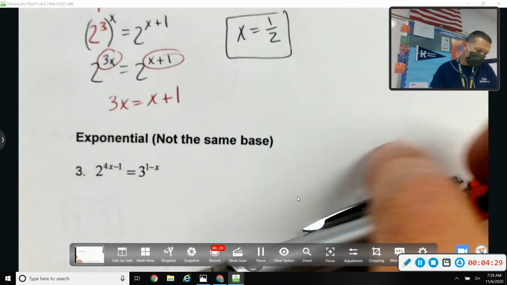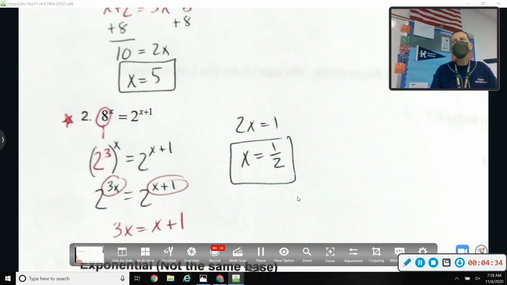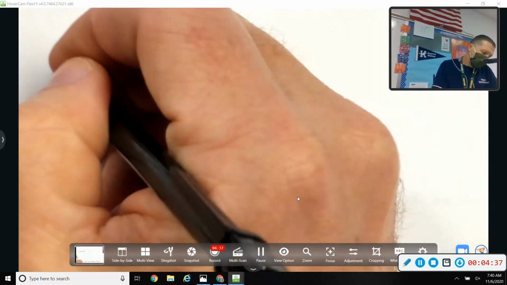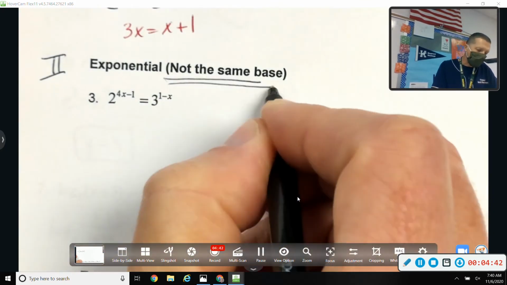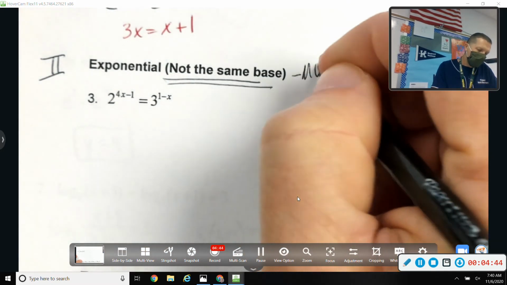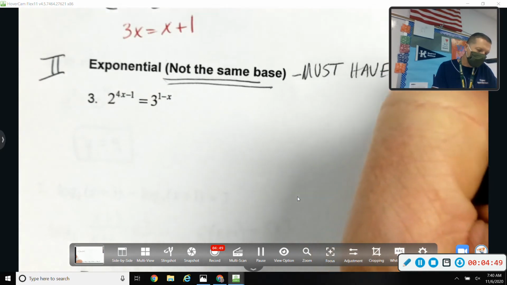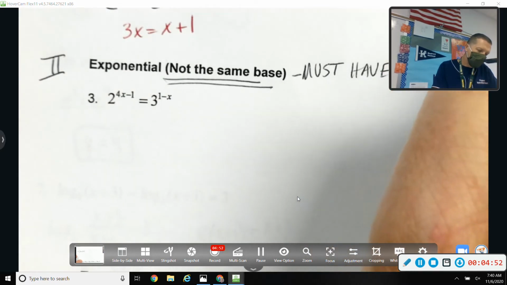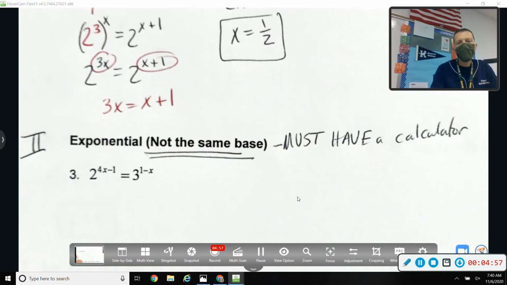All right, for the next Roman numeral, any questions on those? That's like the easy one. We like those. For type number 2, exponent equations, but not the same base. The only way to do these is you must have a calculator. So if you don't have a calculator with you, or go pull one up online, pause the video right now, go get one, or go find one online and then resume the video.